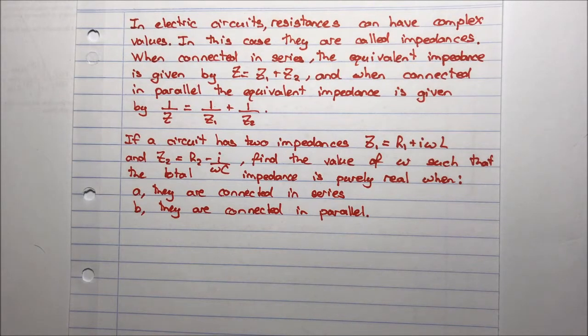In electric circuits, resistances can have complex values. In this case, they are called impedances. When connected in series, the equivalent impedance is given by Z equal to Z1 plus Z2, and when connected in parallel, the equivalent impedance is given by 1 on Z equal to 1 on Z1 plus 1 on Z2.